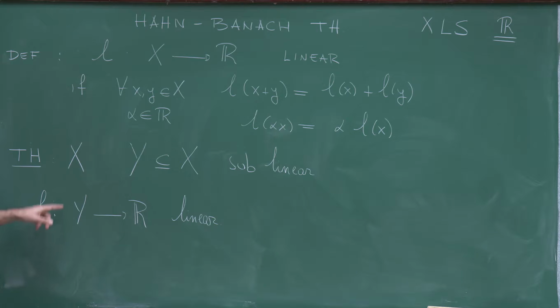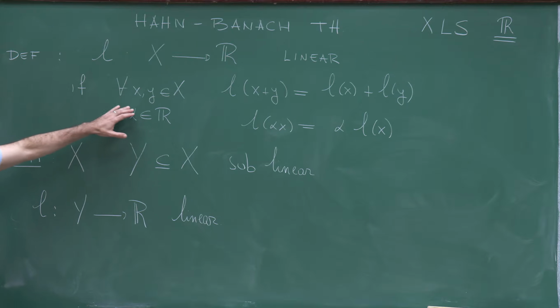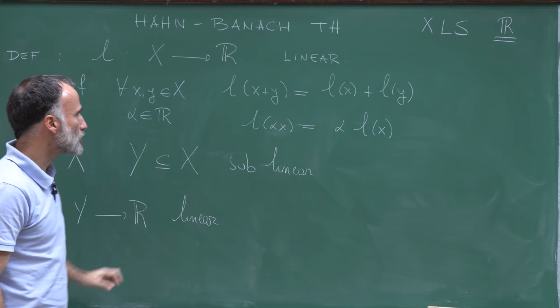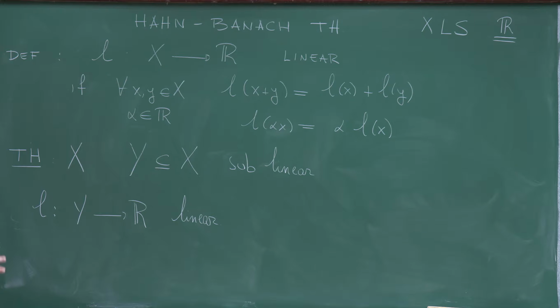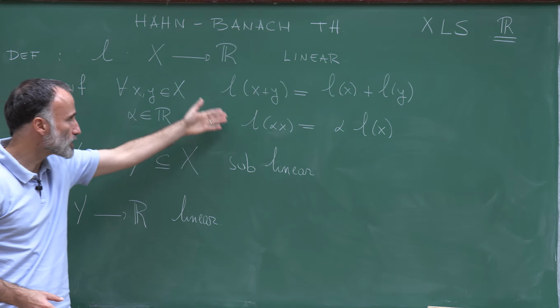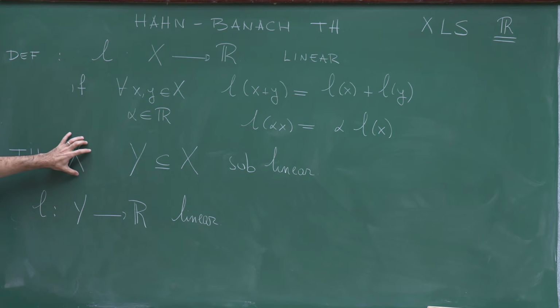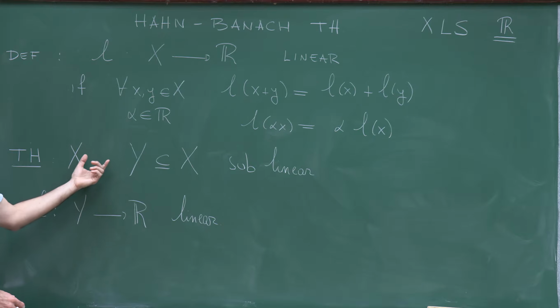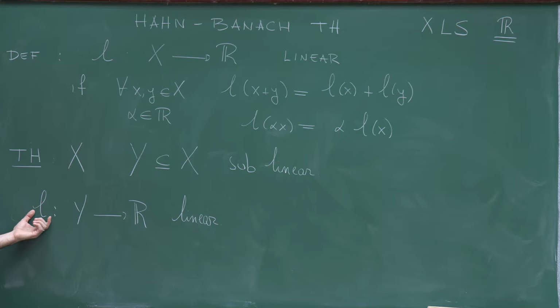What this means is that for all x, y in Y, and for all alpha in R, these two properties hold. And what I want is to extend this linear functional to the whole space X. So I want to define a new functional, which is linear, satisfies these two properties, which is defined on X, and such that, if I take a point in Y, the value of this new functional coincides with the value of small l. For that, I will need an assumption.